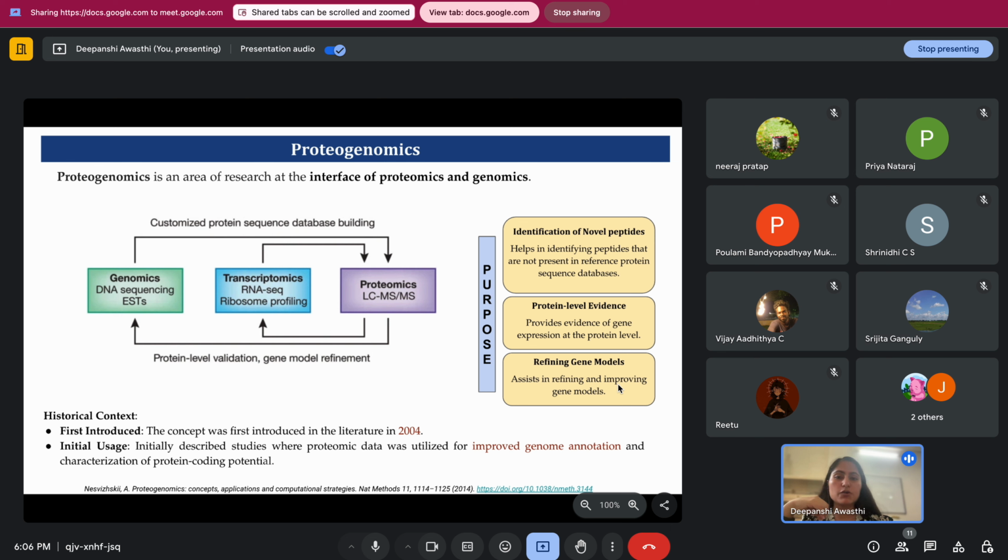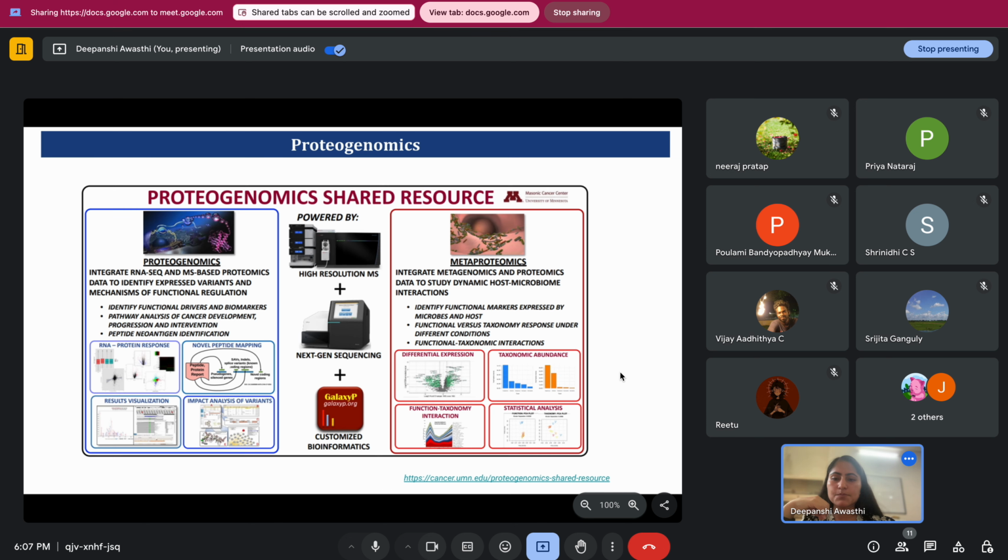These are some of the purposes for which proteogenomics was established, but now its applications are huge. We will look into that one by one. So these are the proteogenomics shared resources. In proteogenomics we integrate RNA-seq and mass spec based proteomics, and this data is generally used to identify the variants and mechanisms of their functional regulation. We can also predict what kind of function that particular protein would perform.